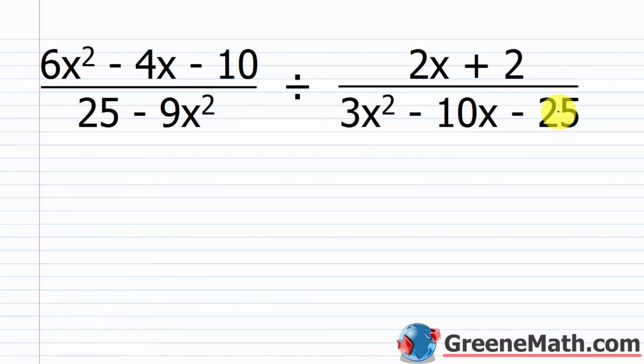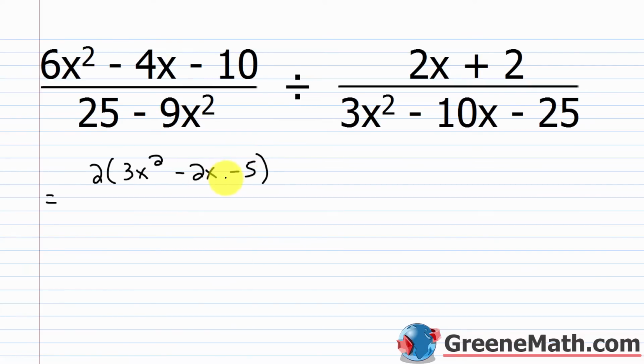So I want you to recall that when you divide with rational expressions, it's the same thing as if you're dividing with fractions. So the first one, or the one on the left, stays unchanged, and we multiply by the reciprocal of the one on the right. So I'm going to kind of set this up, and as I'm setting it up, I'm just going to factor. So the first one here, for 6x squared minus 4x minus 10, I could pull out a 2. And I'd have 3x squared minus 2x minus 5.